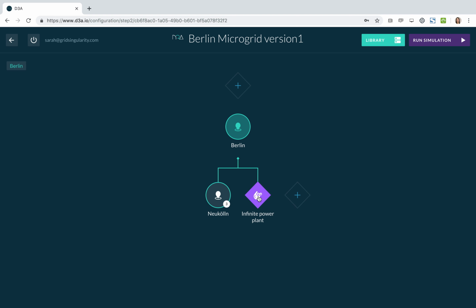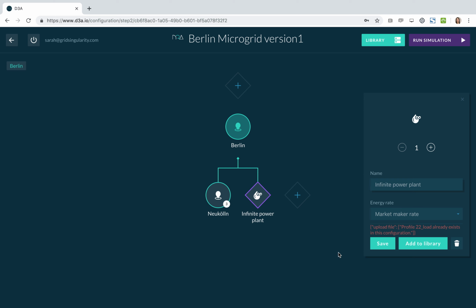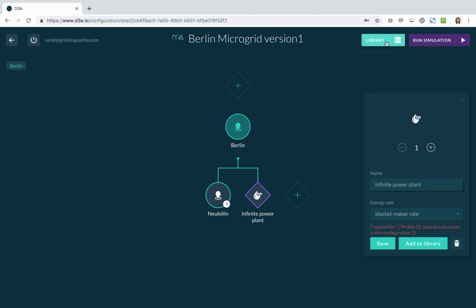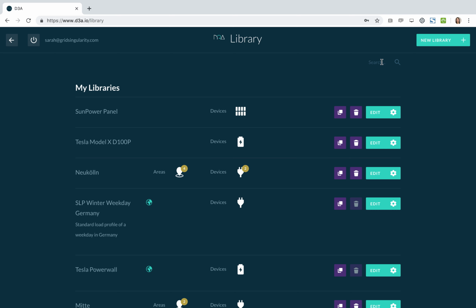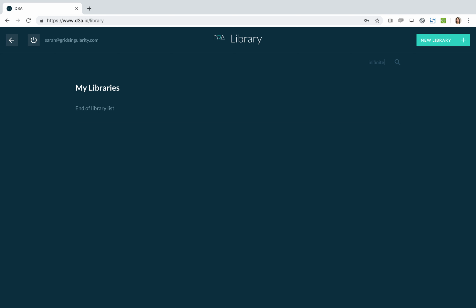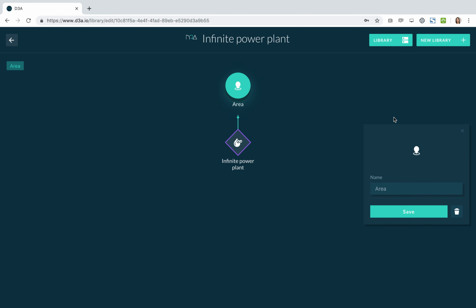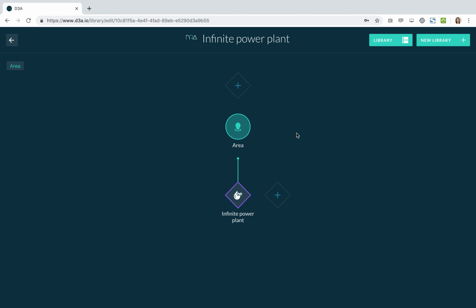In addition, you can save a device to the library. If you wanted to save this infinite power plant, you would be able to add it to the library and give it a name. We call it version 1, and then it's added to the library. If we go to the library view, we can search for infinite power plant, and we can see it here. Then here, you could even edit this and start adding additional stuff to this library to build it up.